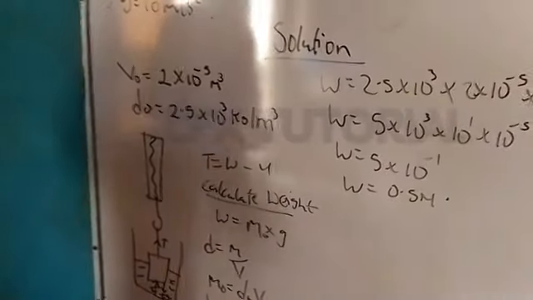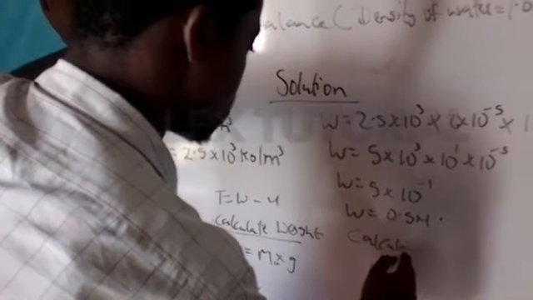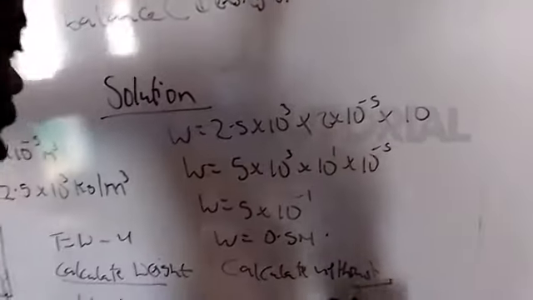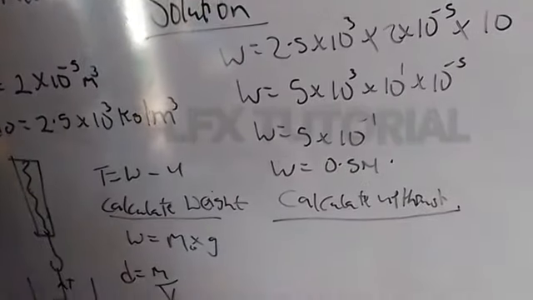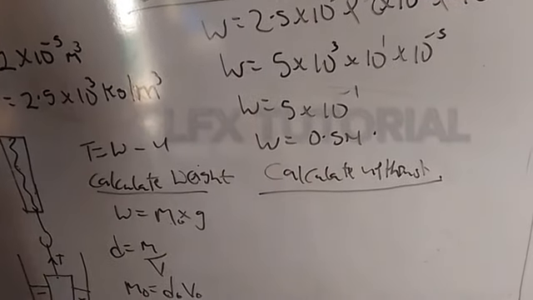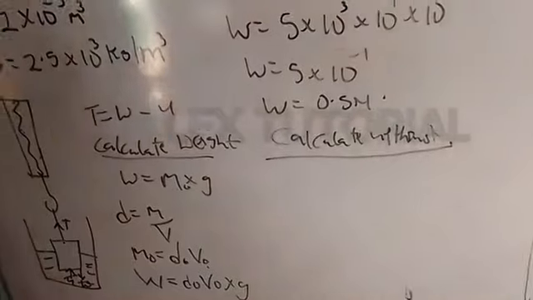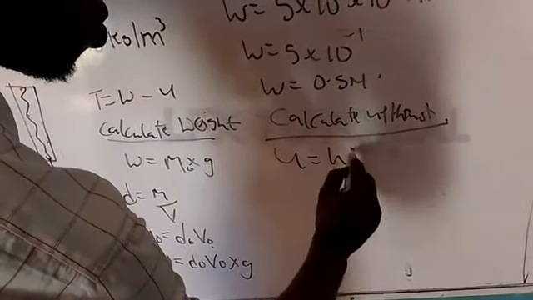Then the next thing is we are going to calculate the upthrust. Remember that we talked about 3 formulas for calculating upthrust. So we are going to use the last one here: upthrust is equal to weight of the liquid displaced.